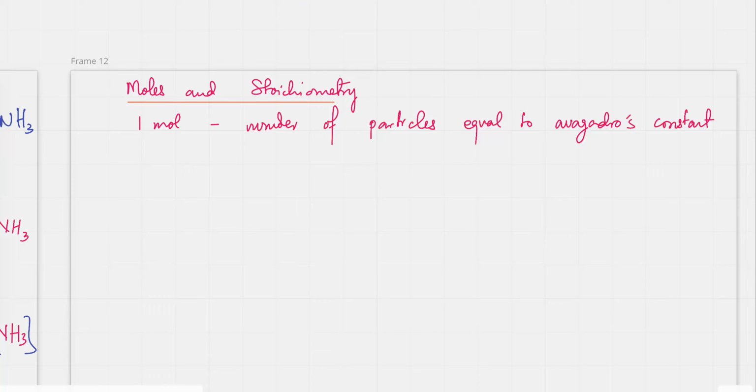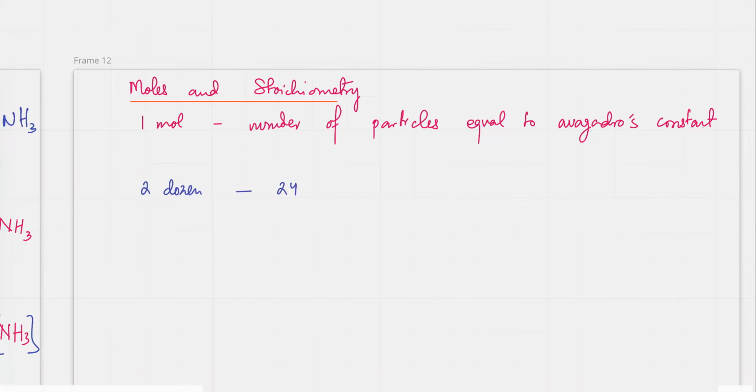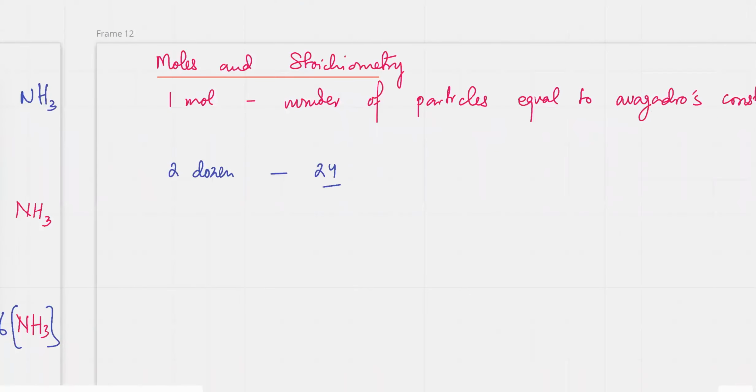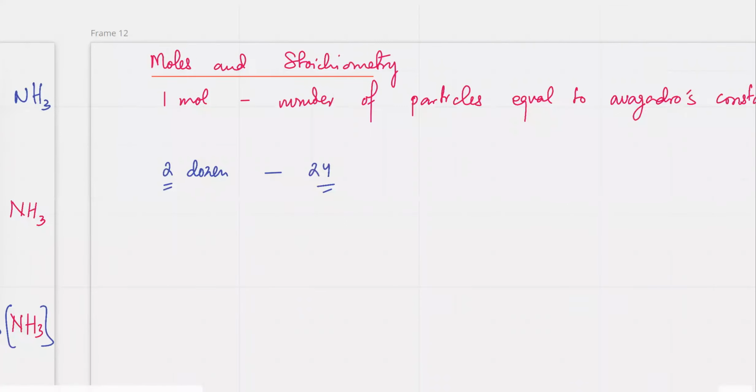For example, you use dozens, you use hundreds, thousands, millions, billions, trillions. These are all units for counting. So 2 dozen is how much? That's 24. So this is the actual number. This is the same value in the unit. It's 2 dozen, that means 24.